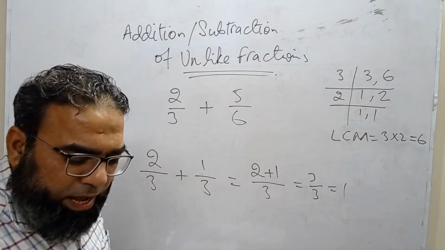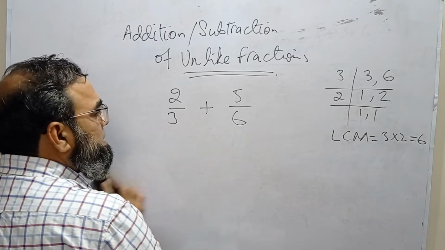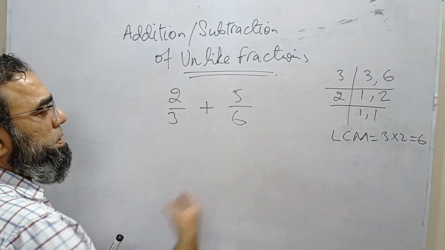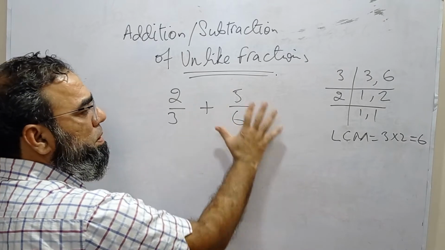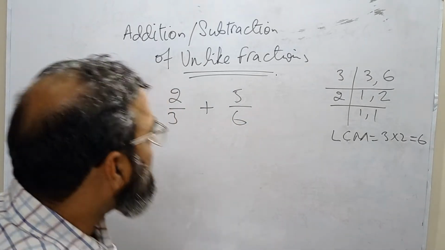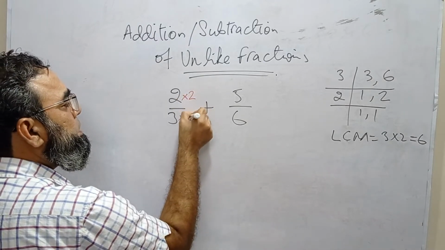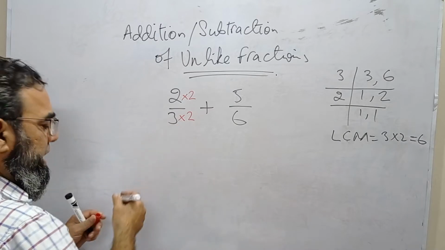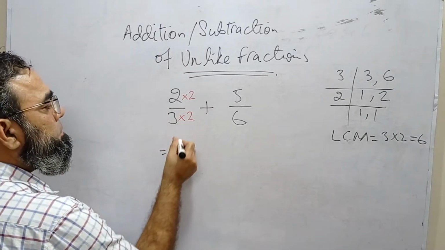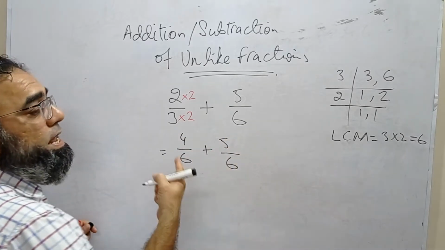So this means that we can have a 6 as the denominator of both of these fractions, okay? So there is already a 6 over here, no problem with this. Then how can I make this 6? So I'll have to multiply both of them by 2. So that is the concept of equivalent fractions. So now these two fractions become 4 over 6 plus 5 over 6.